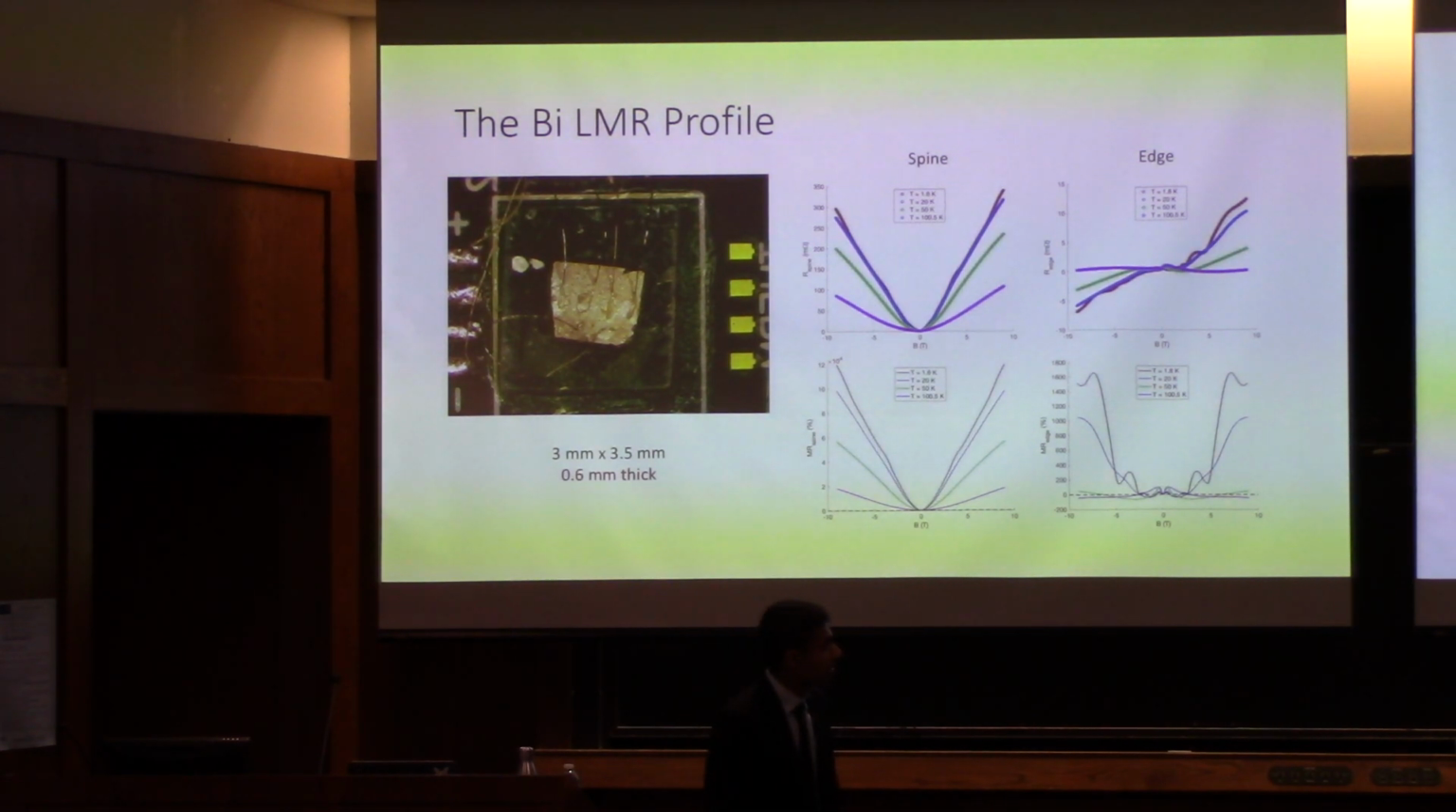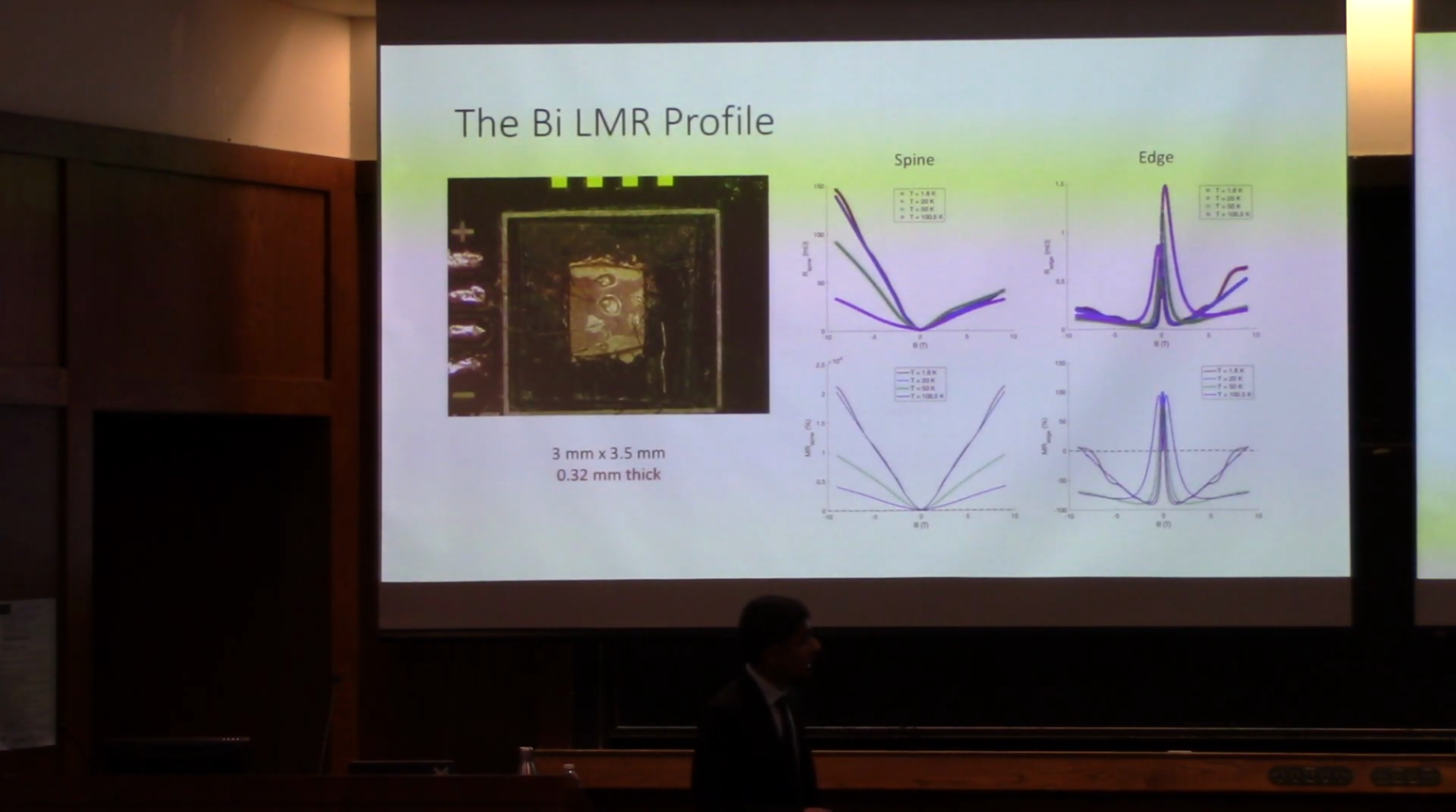Once we symmetrize our data, we got a match on the edge that was pretty similar to that found in the literature. However, on the spine, we see large oscillations at large field for 1.8 and 20 Kelvin. So this suggests that our sample configuration is not ideal, and some other effects need to be adjusted for in order to improve the quality of our data.